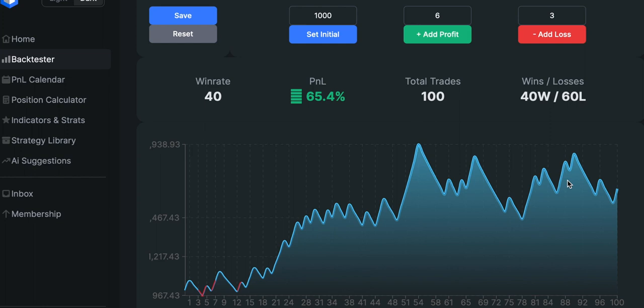So yeah, I don't think the system is really good. We definitely need to tweak those indicators, or maybe add some additional tools to our chart.